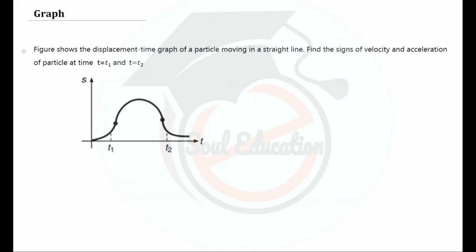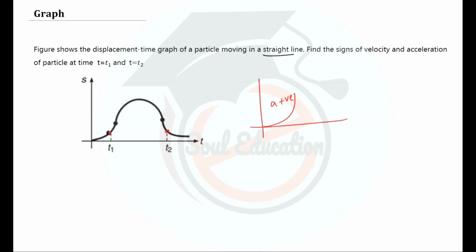Okay, first problem. The figure shows the displacement-time graph, the x-t graph. The particle is moving in a straight line. Find the sign of the velocity and acceleration at time t1. This is my time t1 and this is my time t2. In the graph, it is like this, open upward. So acceleration is positive. Correct?